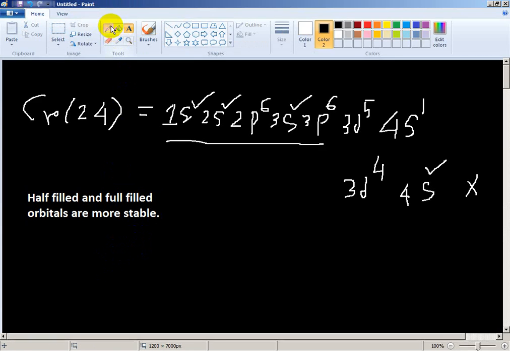If I write 3d, how many electrons can the d orbital occupy at most? An s orbital can occupy at most 2 electrons, a p orbital 6 electrons, a d orbital 10. Okay, this is the half filled. d5 is half filled and d10 is full. A half filled orbital and a full filled orbital are more stable.